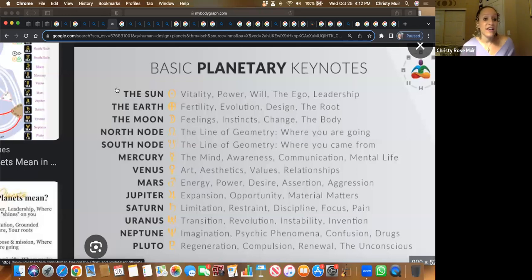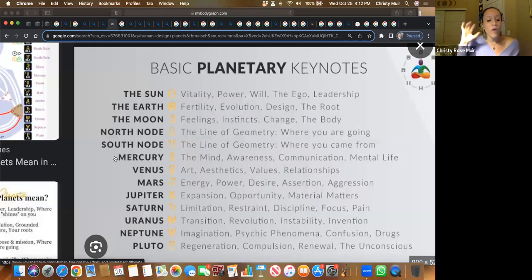So the keynote of the sun is that it's your vitality, your power, your will, the ego, and leadership. The earth, where it's active in your design, will show you where you have fertility, evolution. It's about design, it's about the root. It's also where you find grounding. The moon is feelings, instinct, change, and the body. The north node is your line of geometry, the track of your life in terms of where you're going. The south node is the line of geometry in terms of where you came from.